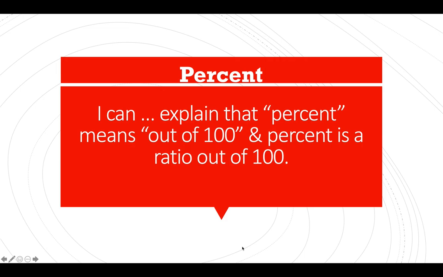Okay, anyway, here we go. On to today. So for percent, this is the new outcome. Can you please write this down at the top of a new page, along with today's date, which is March 25th. And this is the I can statement. Okay, so I can explain that percent means out of 100 and that percent is a ratio out of 100.